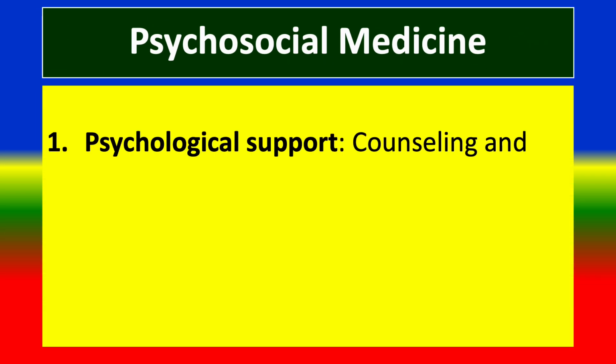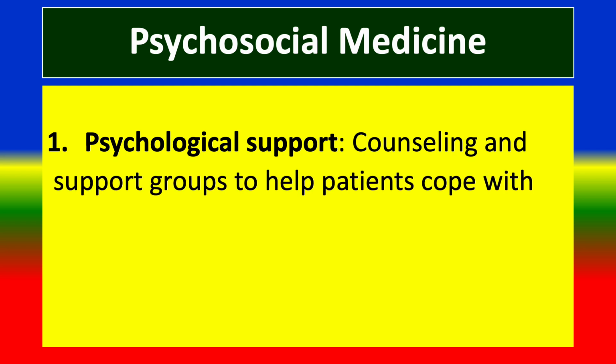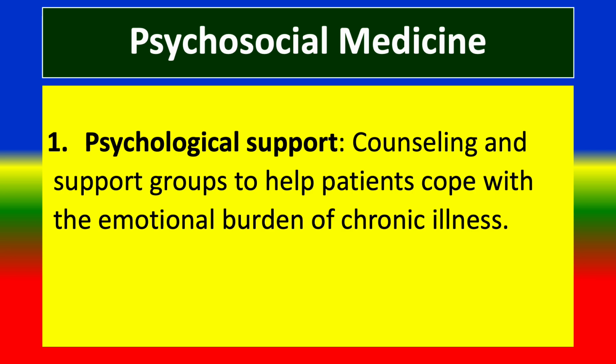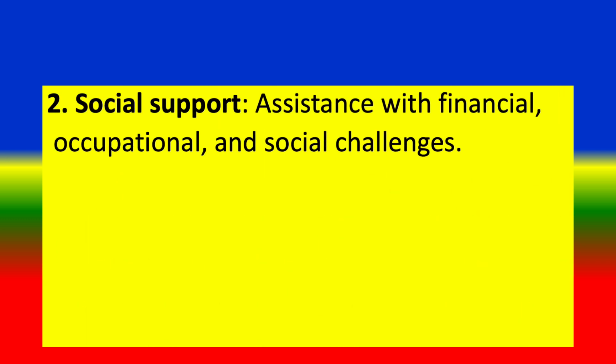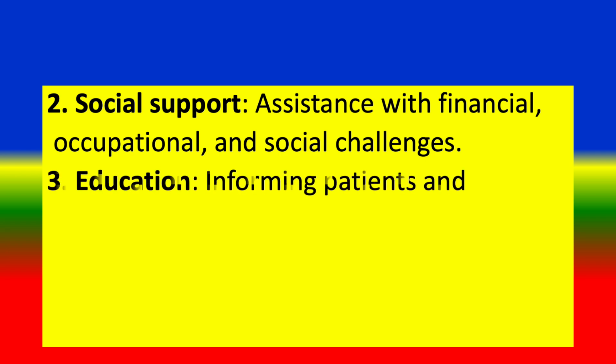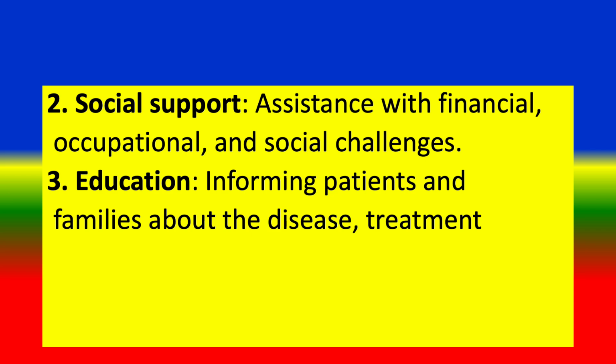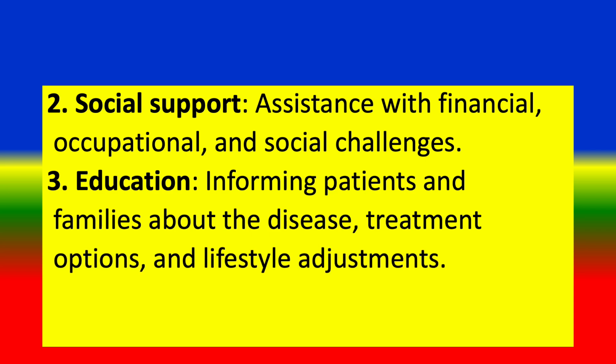Psychosocial care: 1. Psychological support, counseling, and support groups to help patients cope with the emotional burden of chronic illness. 2. Social support, assistance with financial, occupational, and social challenges. 3. Education, informing patients and families about the disease, treatment options, and lifestyle adjustments.